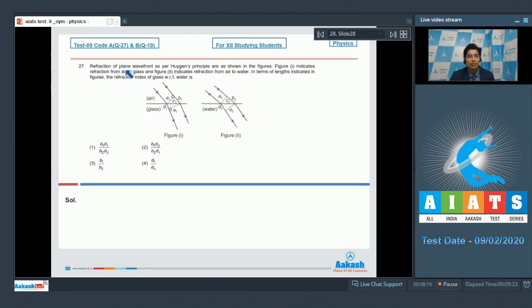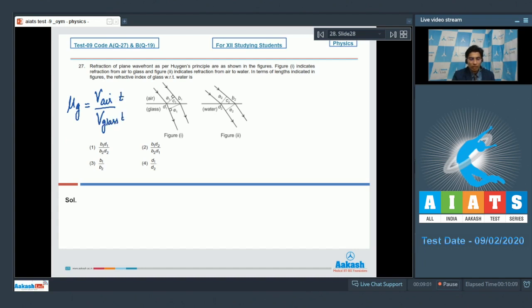Question 27 says, refraction of plane wavefront as per Huygens principle are shown in the figures. Figure 1 indicates refraction from air to glass and figure 2 indicates refraction from air to water. In terms of lengths indicated in the figure, the refractive index of glass with respect to water is. Dear students, in the first case, the refractive index of glass can be written as velocity of wave in air by velocity of wave in glass.